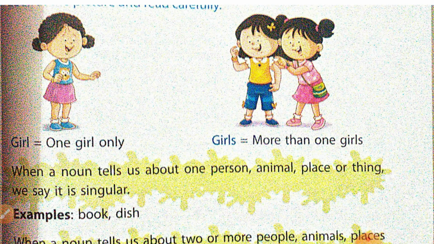Look at this picture. In the first picture, you can see one girl. She is only one in number. That's why we say girl. In another picture, two girls are there. How many girls? Two. These are two girls, means more than one. So, we say girls. S is added after the noun girl.